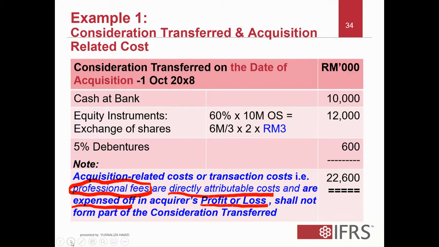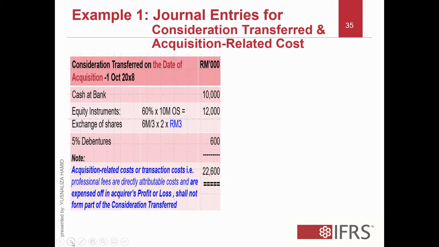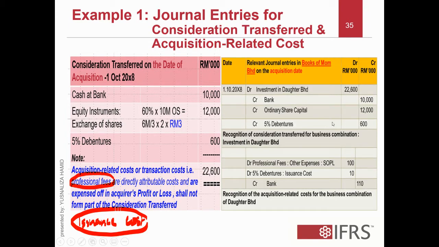And now we're going to do the journal entry. That is the requirement. So to do the journal entry, I put again the workings for consideration transferred here, because this is what we're going to journalize. And of course, with the journal entry for the professional fees as well as the issuance costs of the debenture. So you also need to consider this. Next. So these are the journal entries.